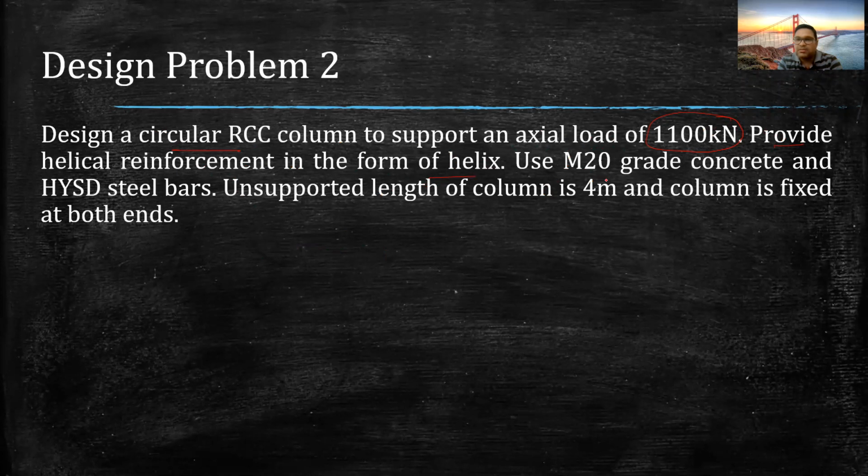The material here is concrete and steel, and the grade of concrete is M20 and steel is HYSD steel bar. So until and unless mentioned, we will consider this as Fe415. And the unsupported length of column is given here, which is 4 meter. And also the end condition is given, which is column is fixed at both ends. So this condition is given to calculate the effective length of column. So here all the data is given. So we will first write the data given here, and then we will follow the same process that we have followed in the previous example.